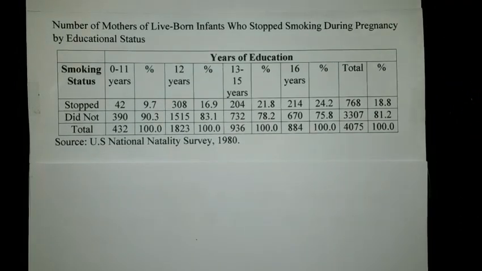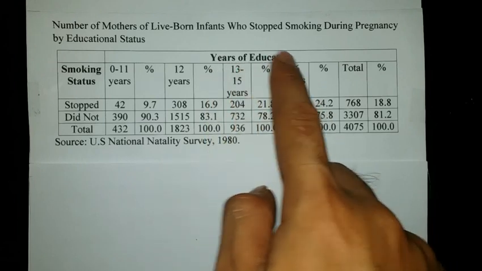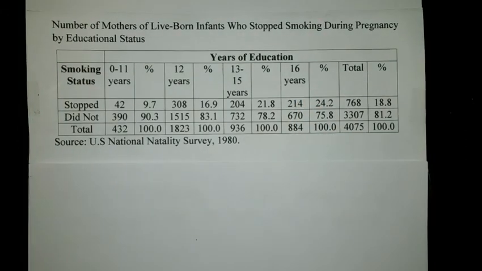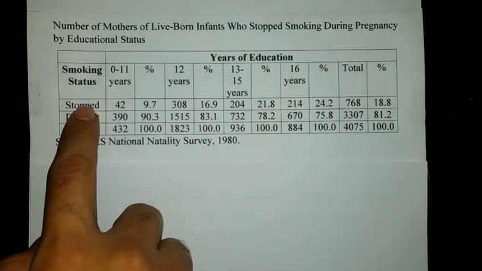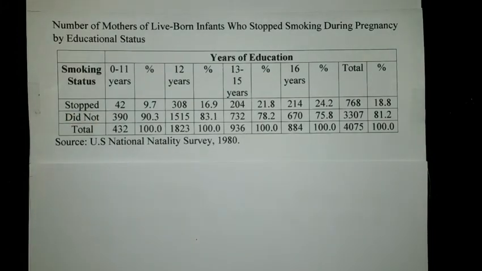So we have here a table with the data of the number of mothers of live-born infants who stopped smoking during pregnancy by educational status. The source of this was the U.S. National Natality Survey in the year 1980. As we can see on this portion of the table, we have the years of education: 0 to 11, 12, 13 to 15, and 16. And on this portion, we have the smoking status, which are stop and did not stop.